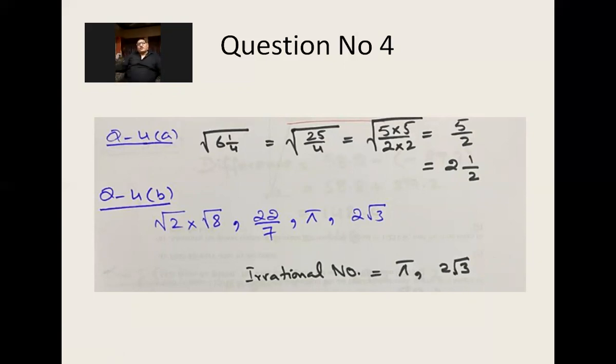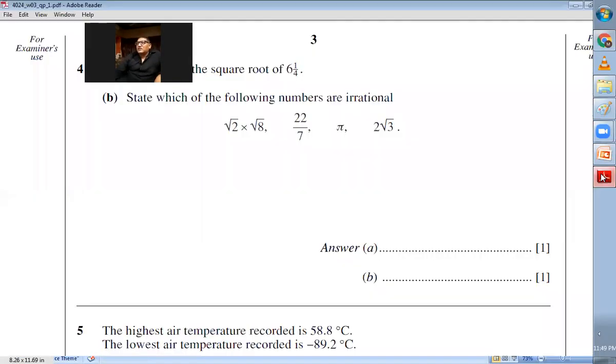And so 25 is 5 multiply 5, and 4 is 2 multiply 2. So when you take the square root, that will be 5 by 2. 5 by 2 means 2 whole 1 by 2. And let's do the next one. So hopefully you have understood.